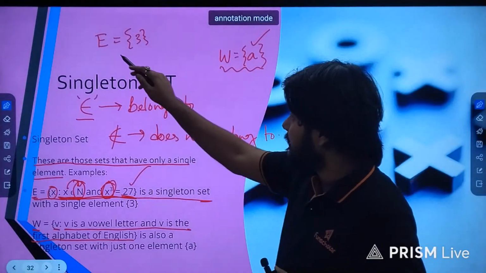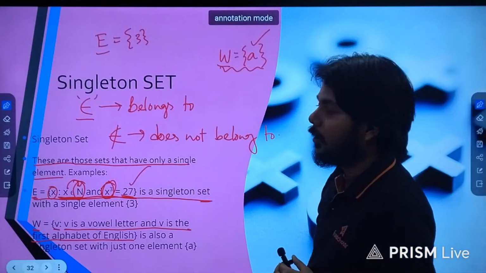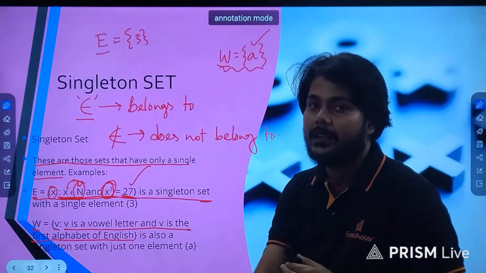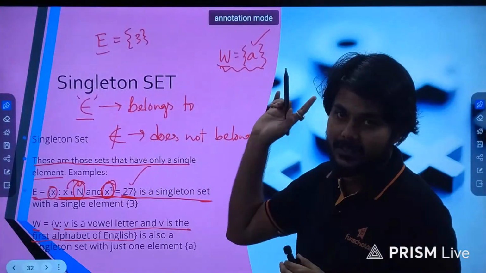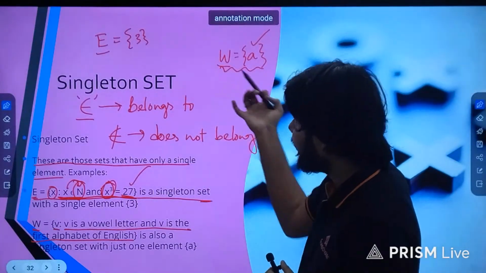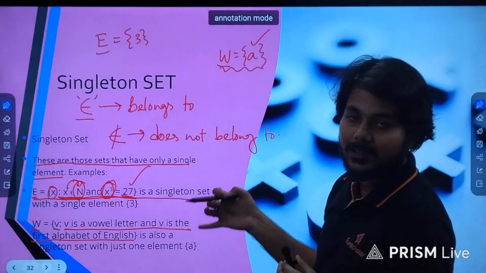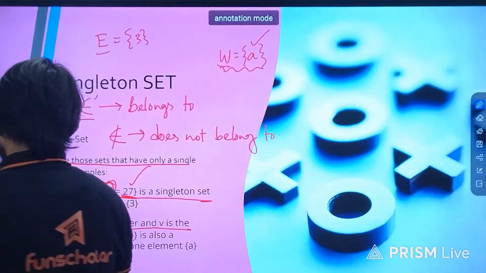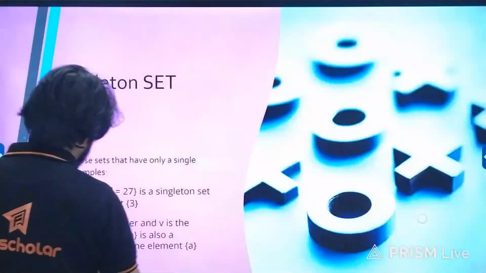Why? Because set E and set W only have one element inside the curly brackets. So as they have only one element, these sets are called singleton sets. I hope you are understanding.